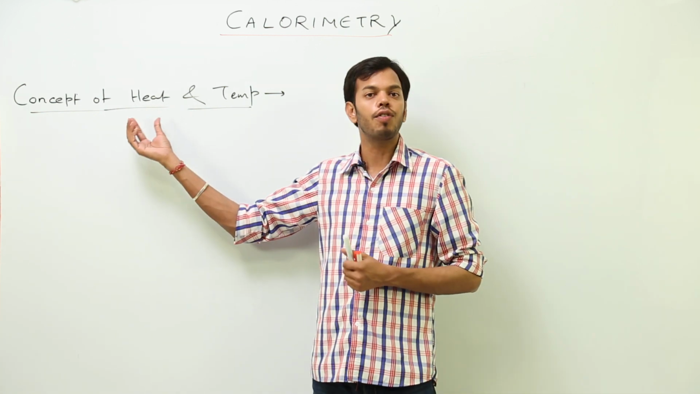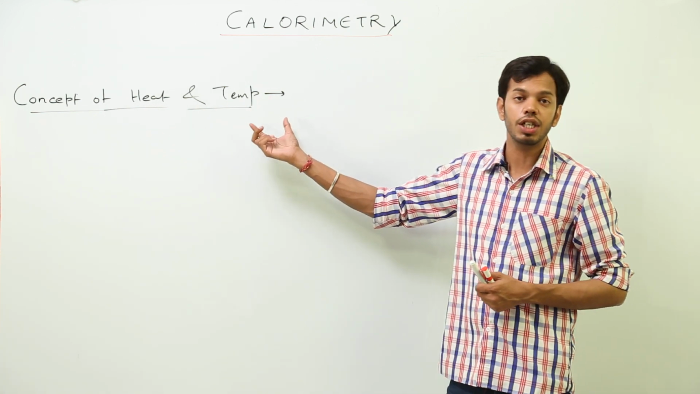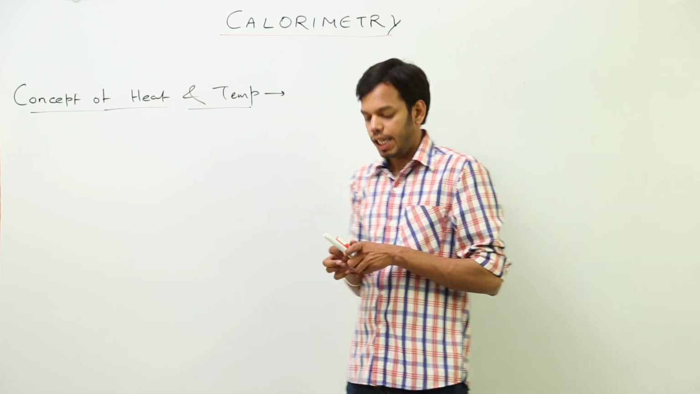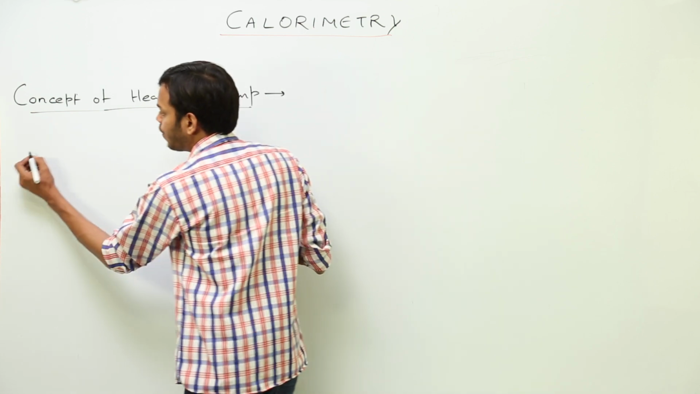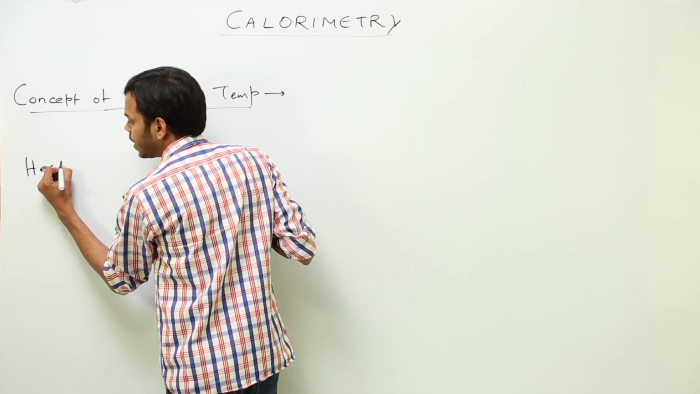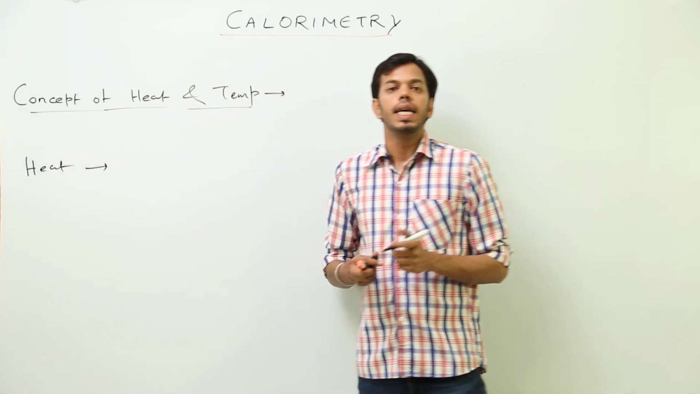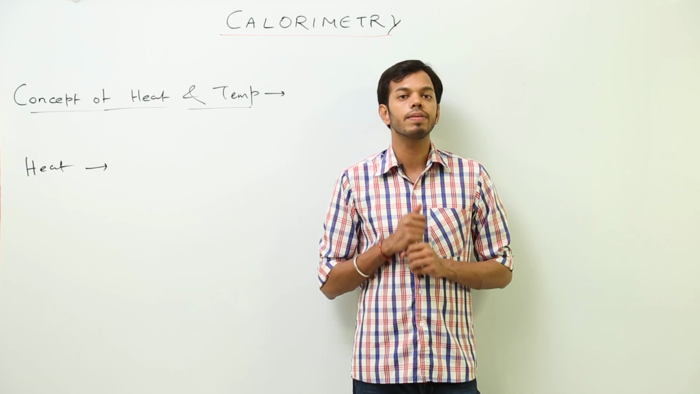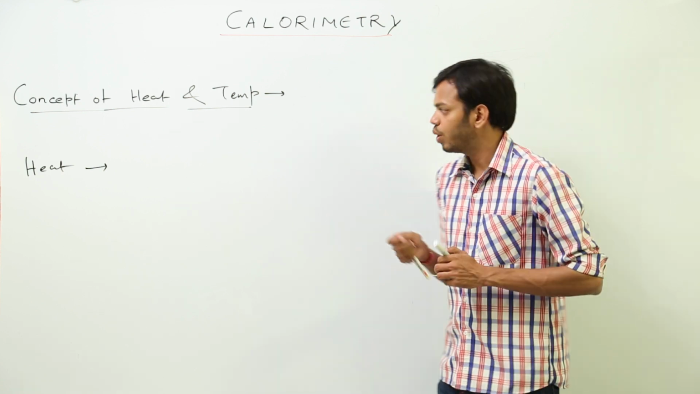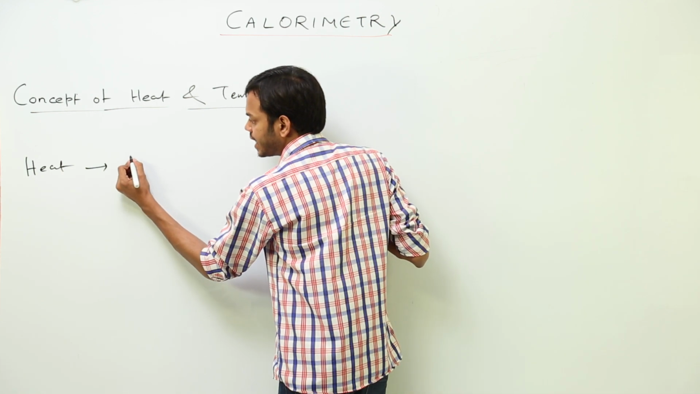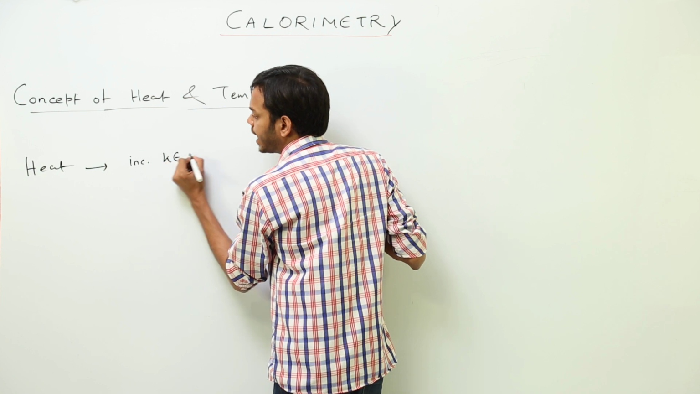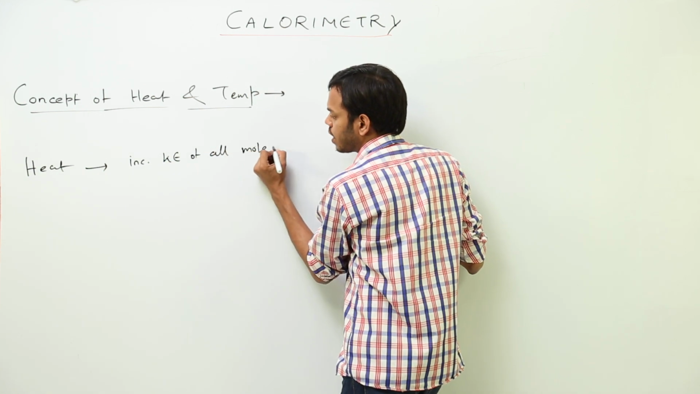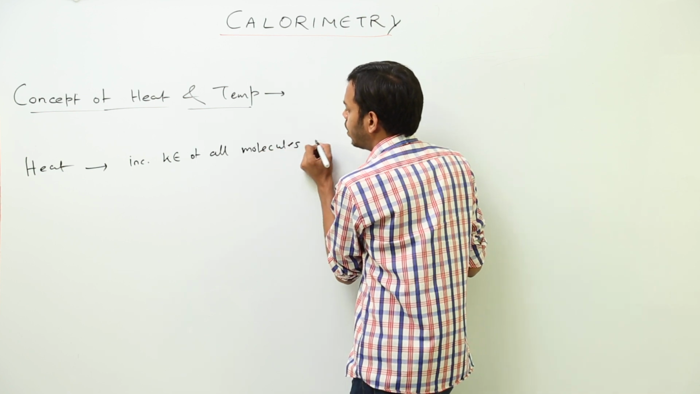So heat is a form of energy, we know. Temperature is the degree of hotness or coldness, we know, but how are they interrelated? To know that, you have to understand what heat does to a body. Heat increases the internal kinetic energy of all the atoms and molecules of the body. So heat increases the kinetic energy of all molecules or atoms of a body.